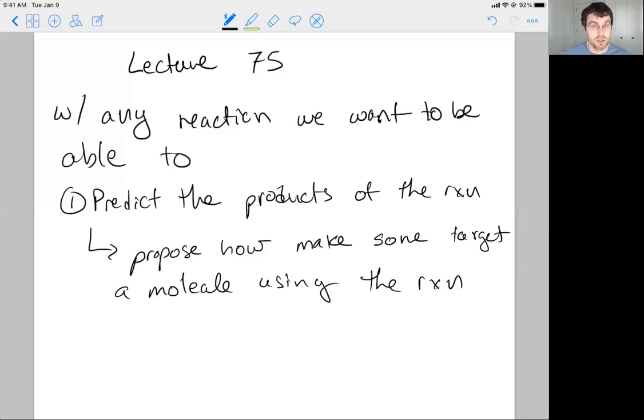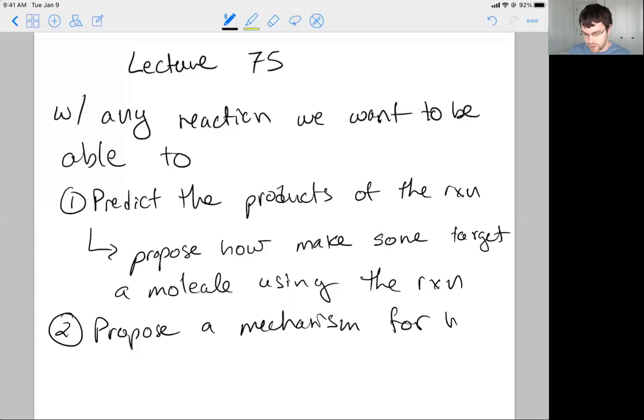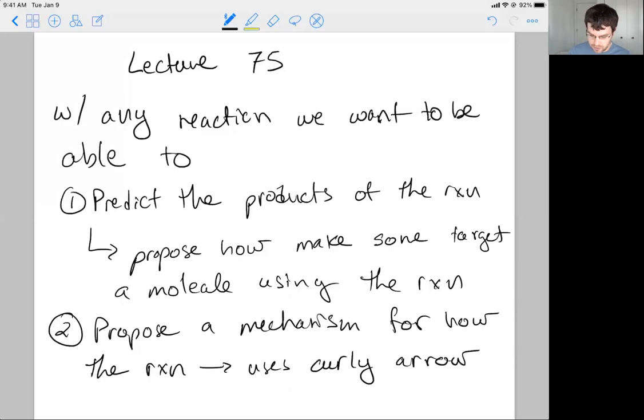Now, similarly, we want to be able to look at products and predict how we could have made that product, that target molecule, using this new reaction. The second thing we want to be able to do is very strongly related to number one, or is very useful for helping with number one, and that is we want to be able to propose a mechanism for how the reaction occurred. And this really uses curly arrows to explain what happened. So this is our curly arrow notation that we learned about in the last module, to describe what just happened.